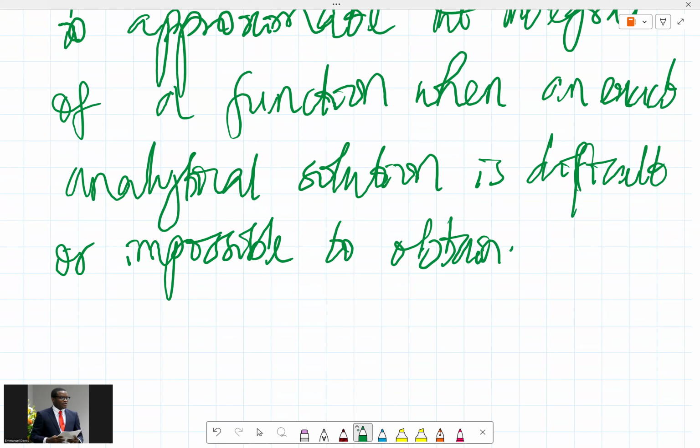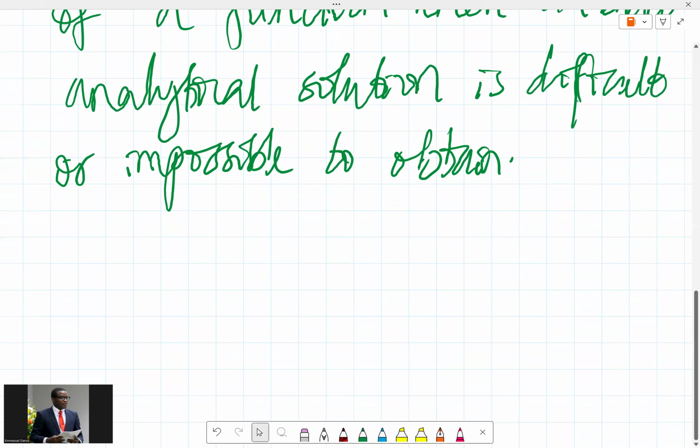The whole essence of numerical analysis is the fact that some problems don't have easy solutions. In fact, the solutions to some problems are even more difficult than the problems themselves. And that is why it is necessary to take a numerical approach to some of these problems.